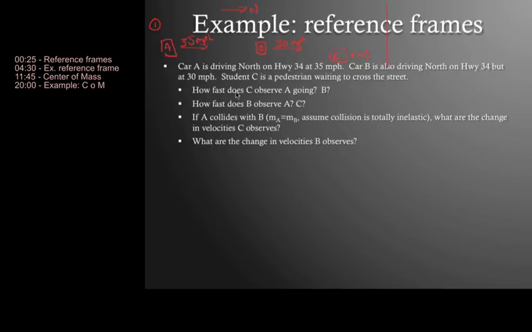So let's answer a few of these questions first. So C, how fast does C observe A going? C observes A going 35 miles per hour north, and also observes B going 30 miles per hour north. How fast does B observe A?